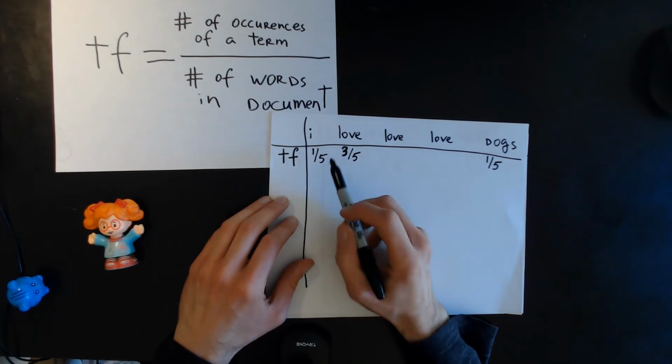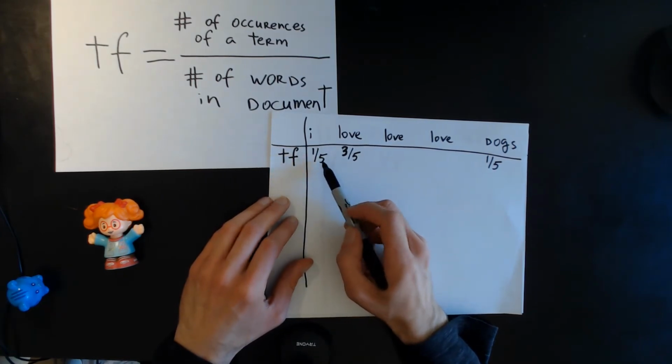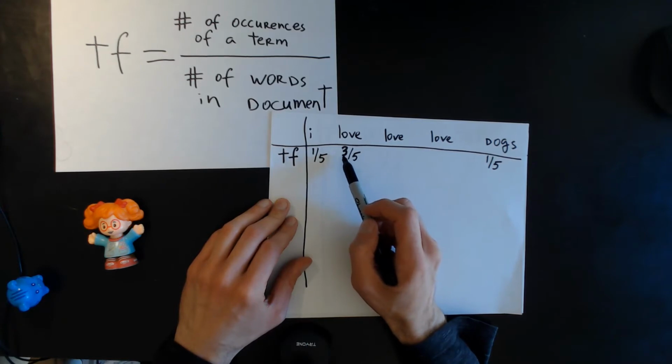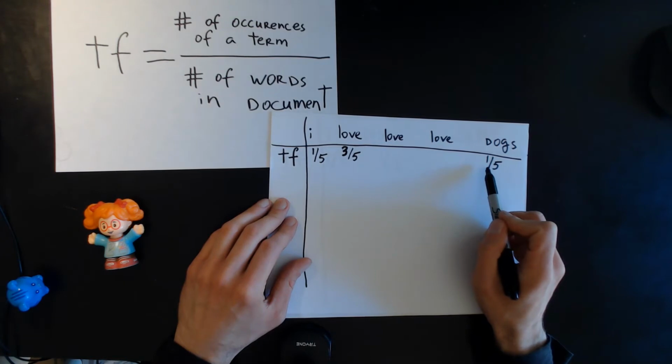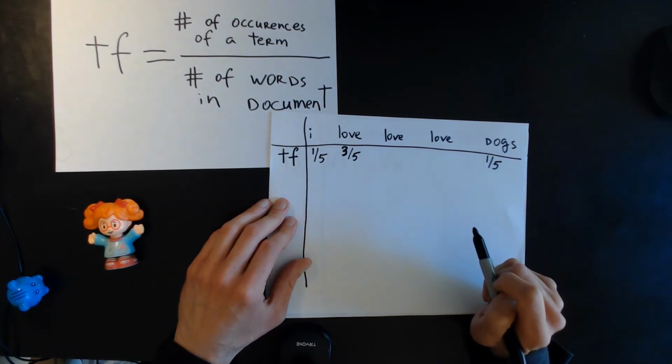For I, it's going to be one occurrence divided by 5 words in a document. Love occurs 2 times divided by 5 words. And dogs occurs once divided by 5 words.